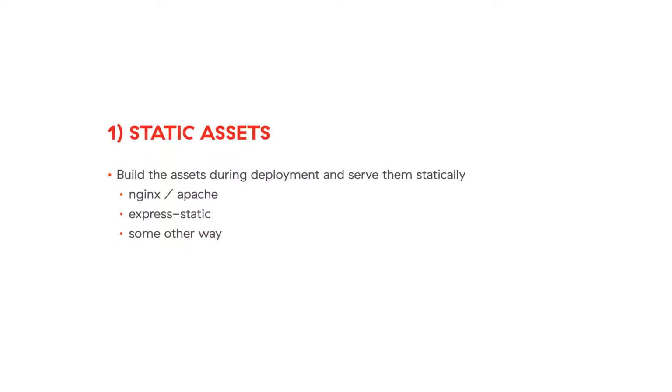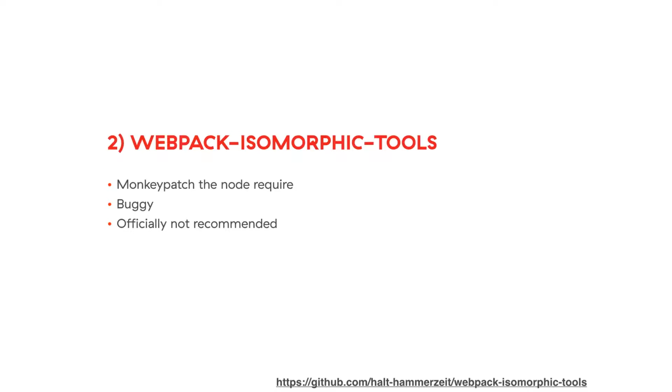So first one is serving the static assets. So you just use the Webpack like you would usually, and you just serve the static page either using Nginx, Apache, or Express, or whatever. And that's fine if you're working API first, and you don't need to actually use Webpack in Node. The second approach is to monkey patch the node require method.